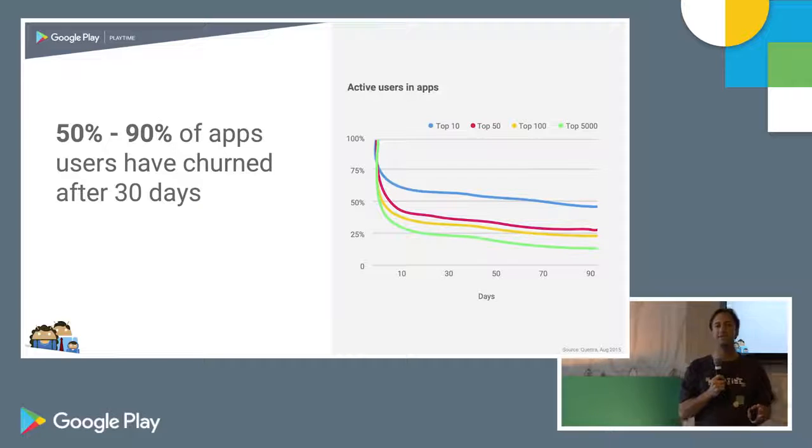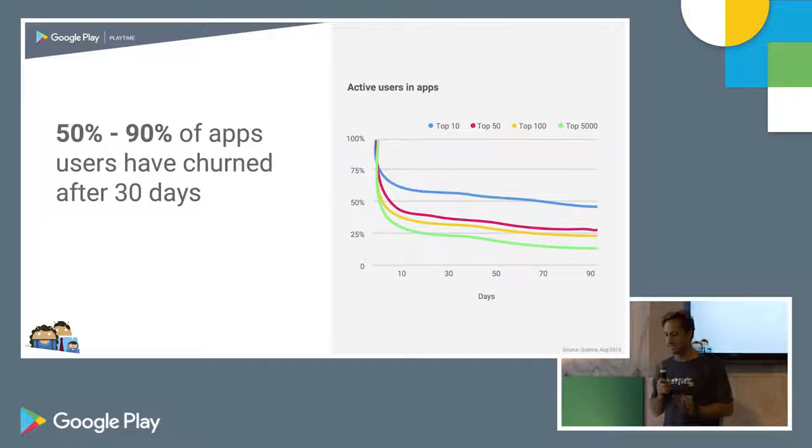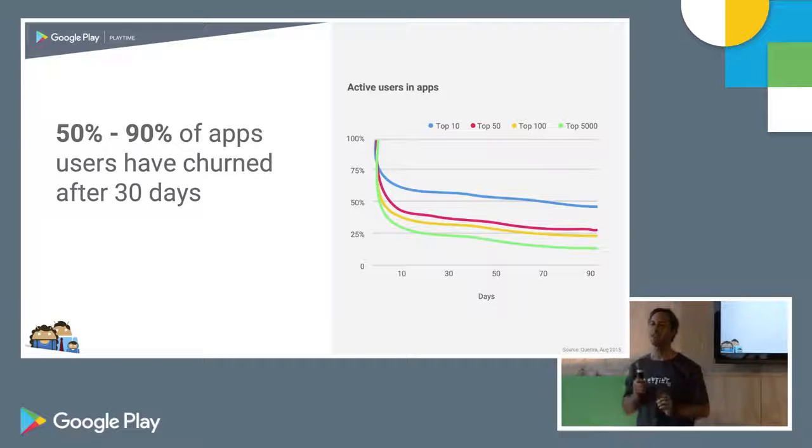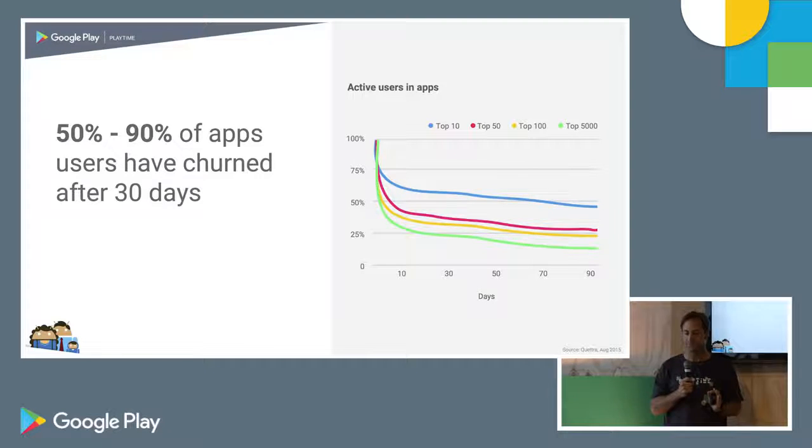So this is a pretty staggering stat. 50 to 90% of app users have churned after just 30 days. So just let that sink in for a moment. No matter how great your app is, that's just how it is. And that's really the struggle that a lot of developers find and lays the groundwork for what we're going to talk about today.